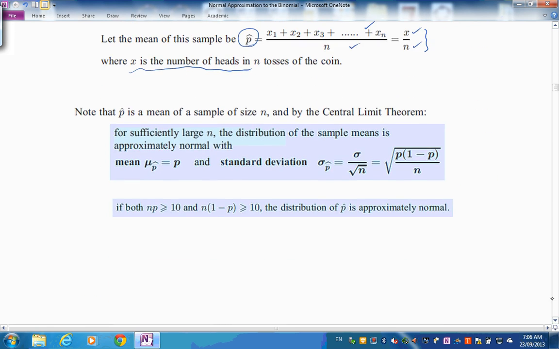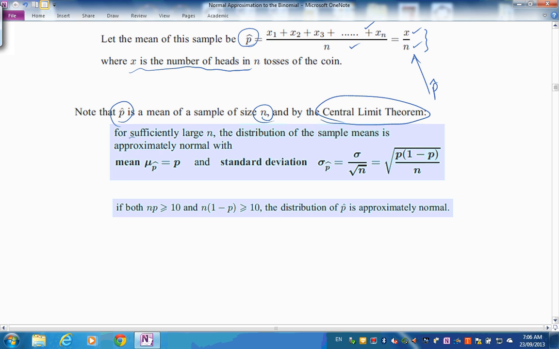Okay, so what have we got then? Well, here we have it. If p hat is a sample of size n, by the central limit theorem, did you see it? P hat is a mean, isn't it? So we can invoke the central limit theorem. Hey, it's all coming back together again. This is why it's useful to use a normal distribution here.